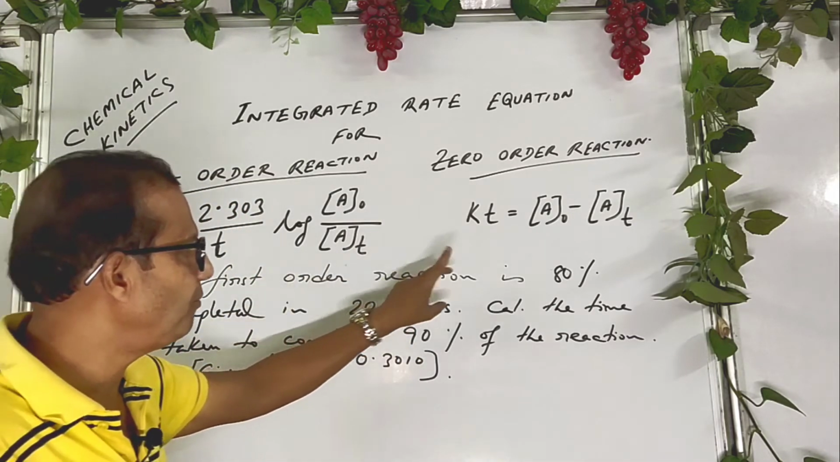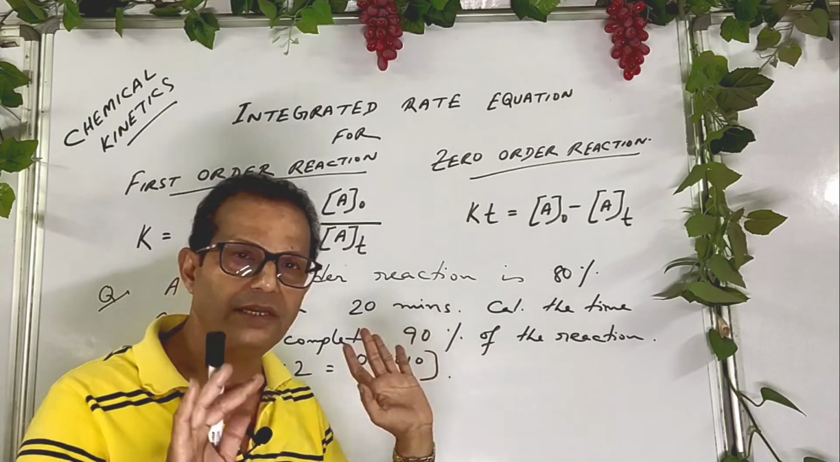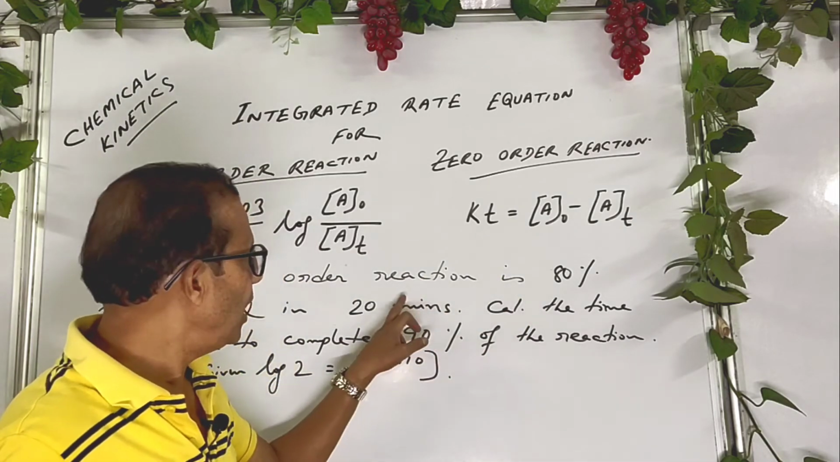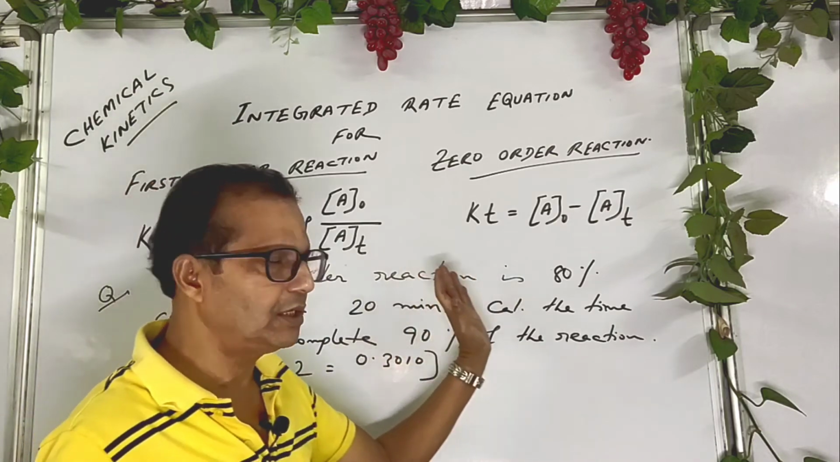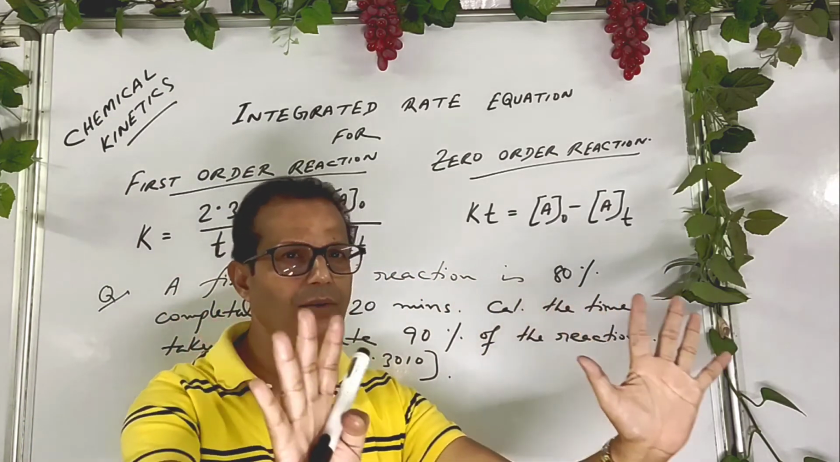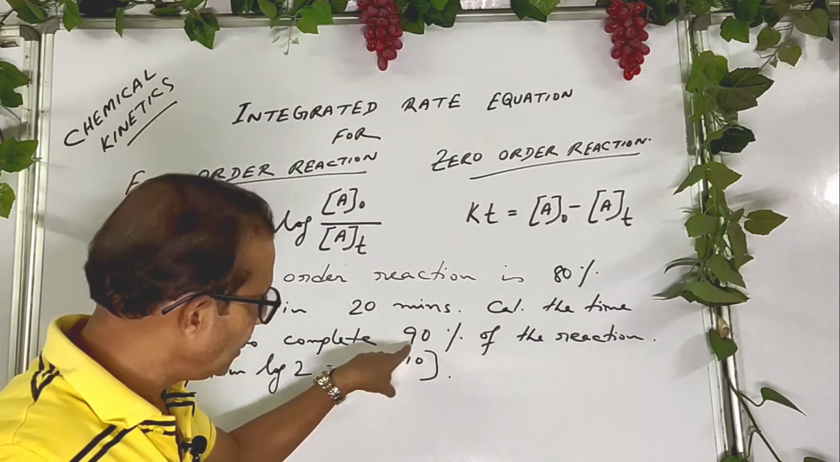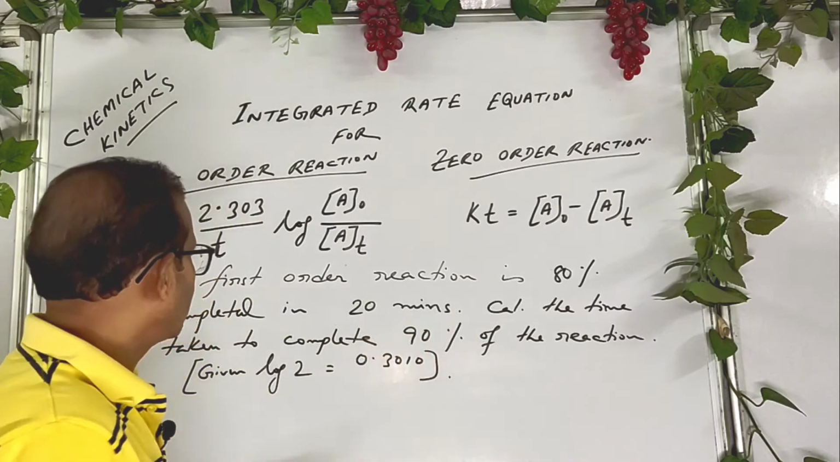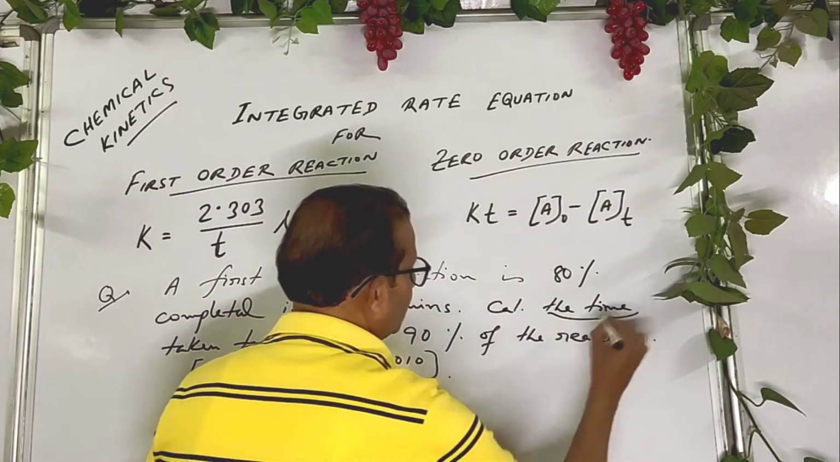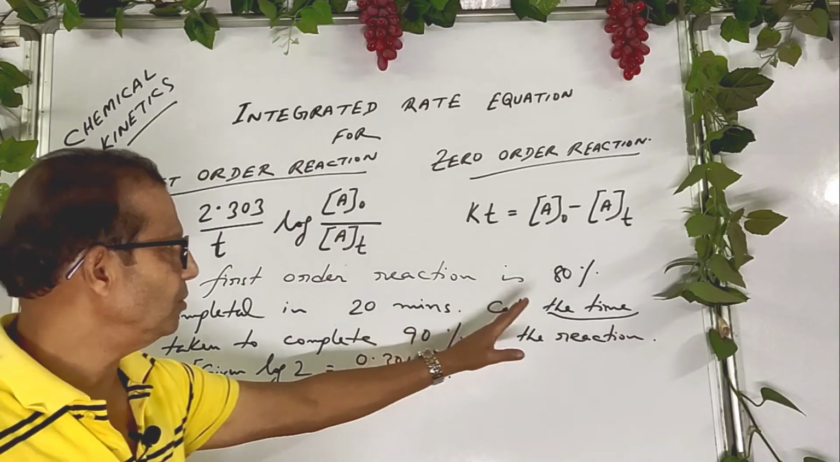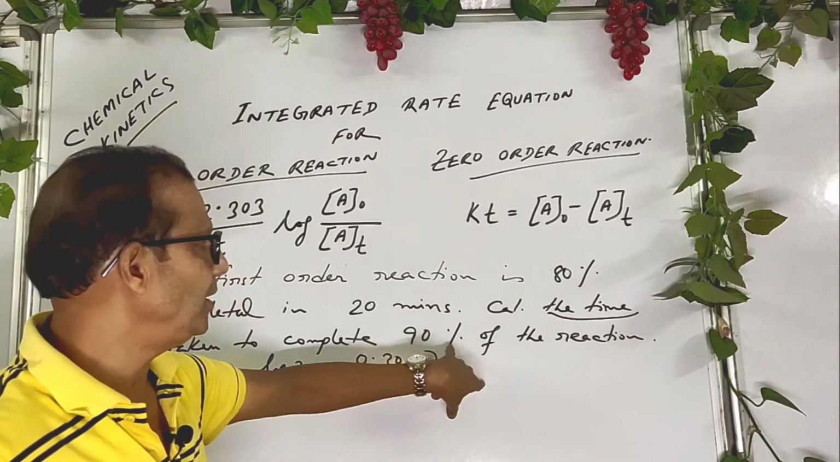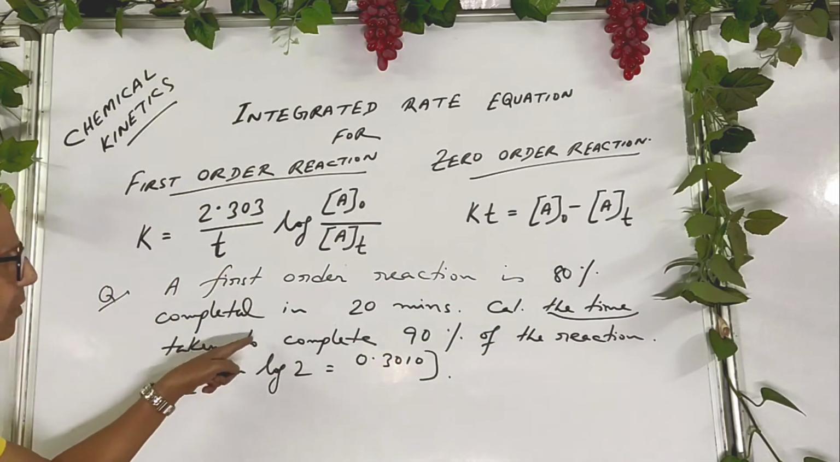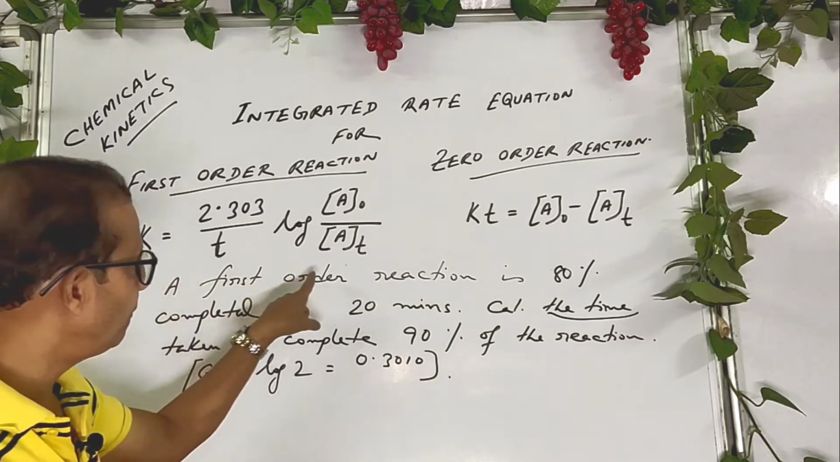From the first part, find the value of k, that is the rate constant. As the rate constant is not asked here, so k equals this much, only put it. In the second part, time is asked to determine. So put the value of k and determine it, okay? Now let's start. See again the reaction of the first part.